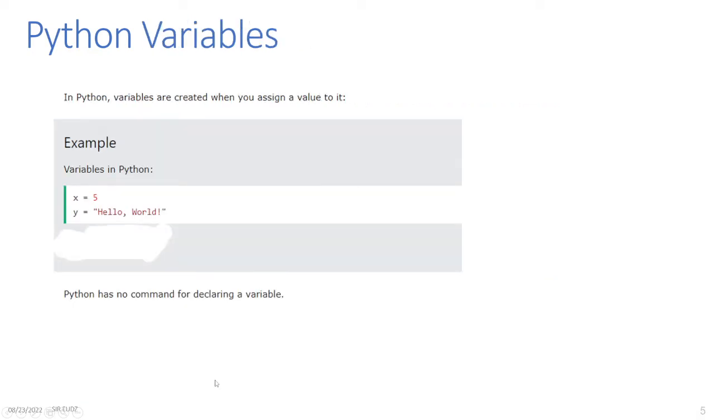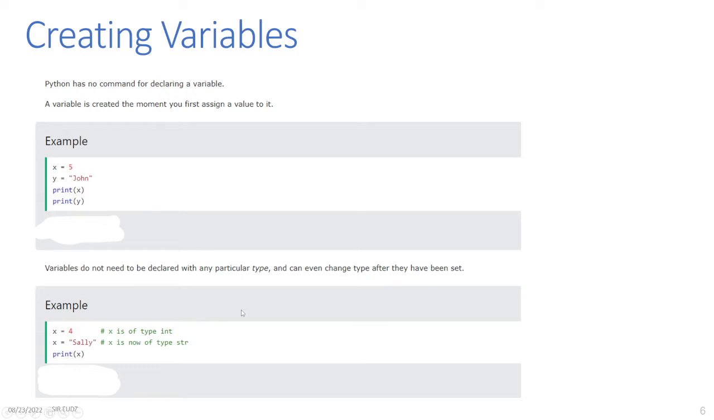Python variables. In Python, variables are created when you assign a value to them. Just like in this case, x equals 5, y equals hello world. Python has no command for declaring a variable, so we don't declare variables in Python. Creating variables: a variable is created the moment you first assign a value to it. So when you place x is equal to 5, y is equal to John, that means these two variables are now created. Then we can print the values. Variables do not need to be declared with any particular type, so you don't have to declare it's an integer or anything else.